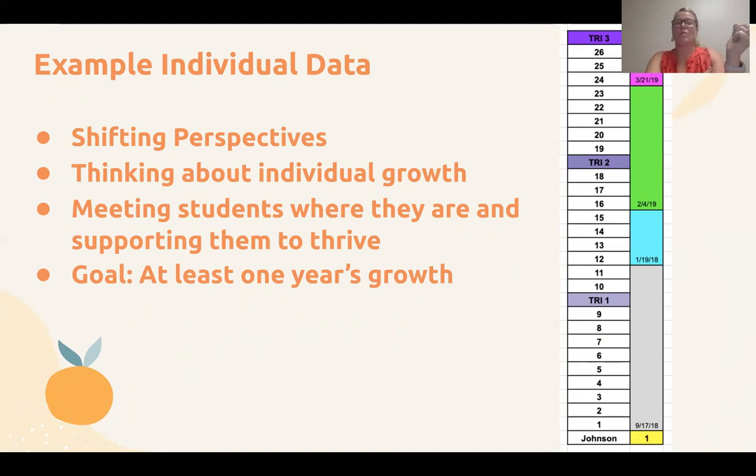So we want to make one year's growth. We want to help support students in making one year's growth and making sure that the home activity and the data that we're sharing and the goals that we're setting with these families is going to help facilitate that one year's growth and help support the parents in helping facilitate that one year's growth at home as well.